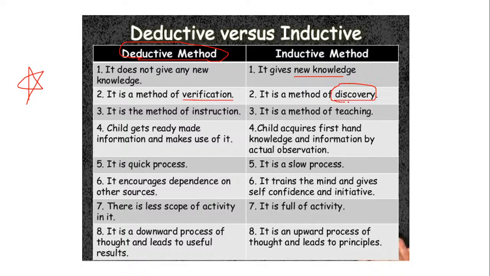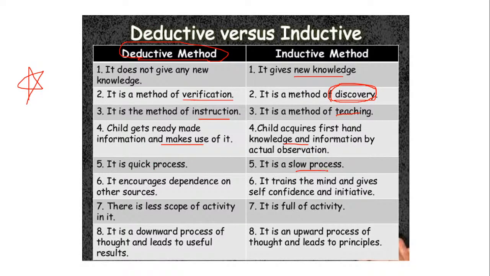Now please keep these minute things in mind properly. Deductive is a method of instruction. We have to follow the instruction as per the principles and do the teaching. Whereas the inductive method is, you can say, a realistic method, where the students learn with the help of analytical ability. In the deductive method, the child gets ready-made information and makes use of it, whereas in the inductive method the child first acquires knowledge and information and then does the actual observation. Deductive method is a quick process, because we have to just follow the principles.